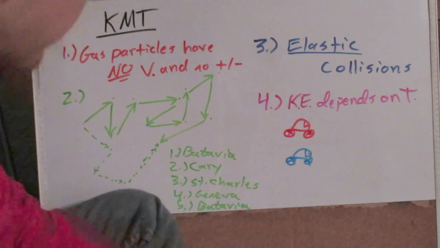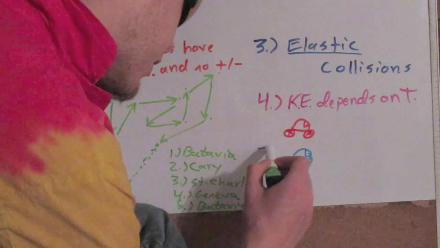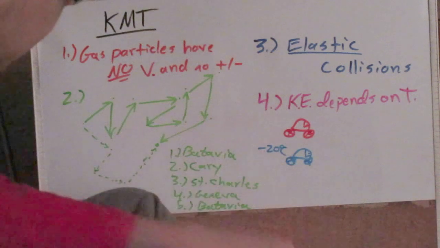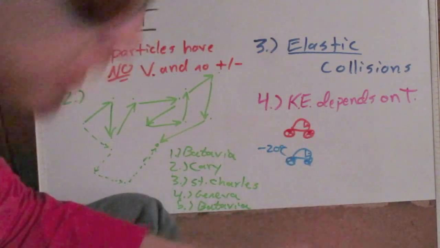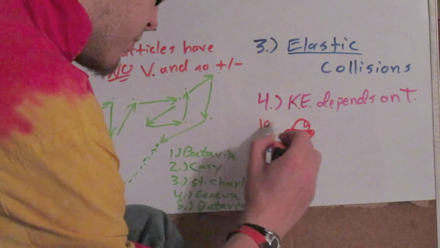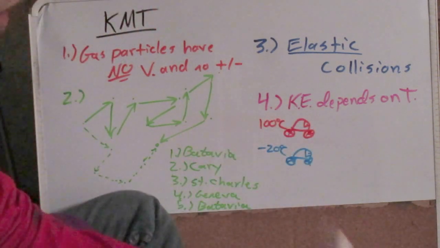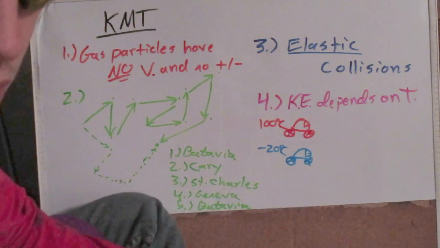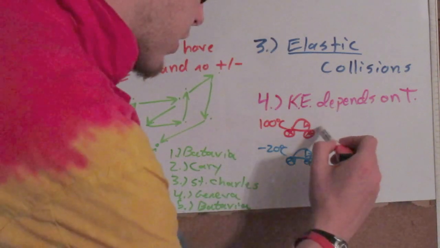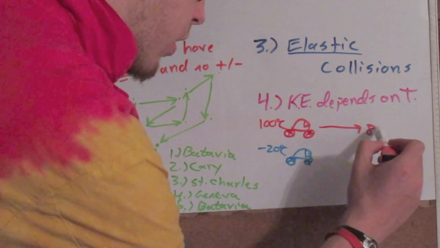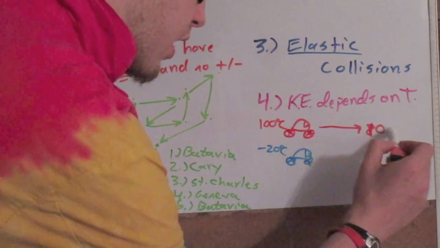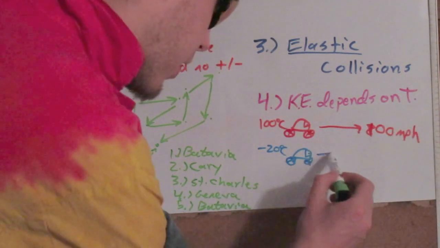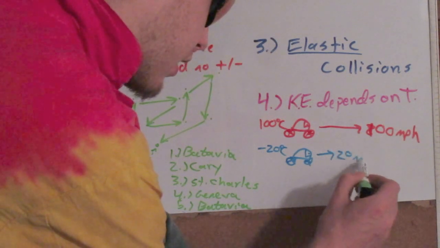This car is going to be moving slower. So this car, we'll say, is at negative 20 degrees. We're using Celsius just so we can talk. I know Celsius isn't any good, but we're going to use it so we can talk about things. And we'll have this one at 100. Which car do you think is going to move faster? Or which one do you think is going to have more energy? Well, 100 degrees Celsius might end up working. We'll say that's 100 miles per hour. And we'll say that the negative 20 is 20 miles per hour.